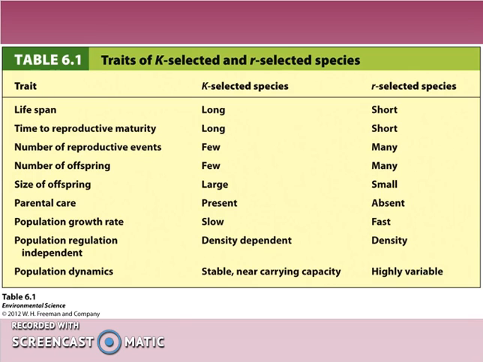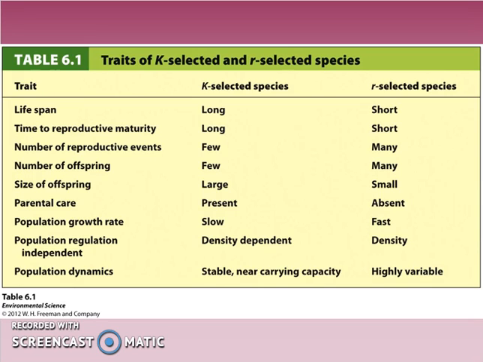Lots and lots of offspring, lots of eggs. They're laying tons of eggs or having huge batches, and no parental care. They abandon them. There's a bunch of eggs sitting over there, and I'm off somewhere else. No parental care. Abandon the eggs. Lay them and I'm out of here. They have a very fast population growth rate because of this. If you're laying 1,000 eggs every 30 days, even if a lot of them die, you're still reproducing very fast.